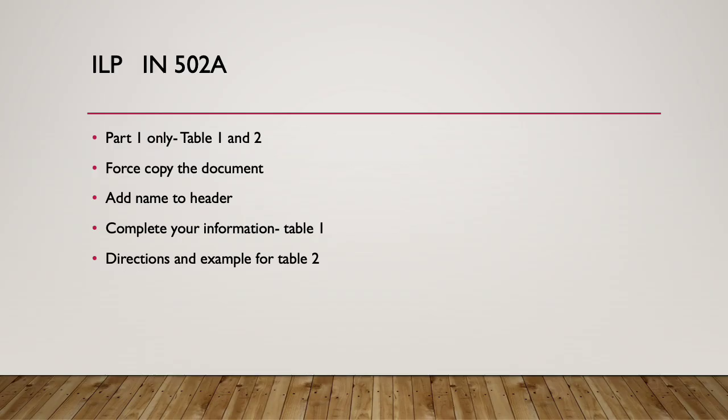In 502A, this week, you'll only be completing part 1 of the ILP. So you'll be completing table 1 and table 2. It's a forced copy of the document, so make sure you're doing that, saving it in your folder with your assessments so that everyone you have in this program, the next 2 instructors, but also your mentor and possibly your administrator, have access to it. Make sure you add your name to the header. Complete your information in table 1. That means deleting the example information and putting in your information. If you don't know your mentor yet, not a problem. Make sure you follow the directions, and there is an example for what to complete in table 2.